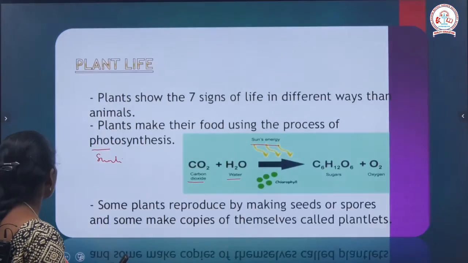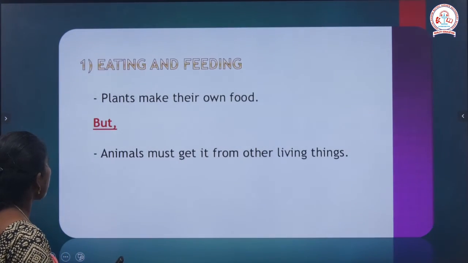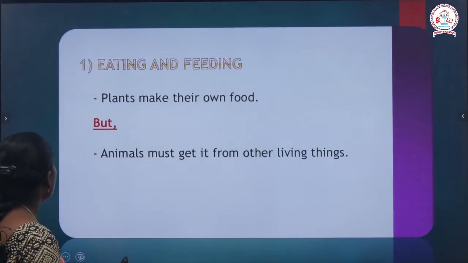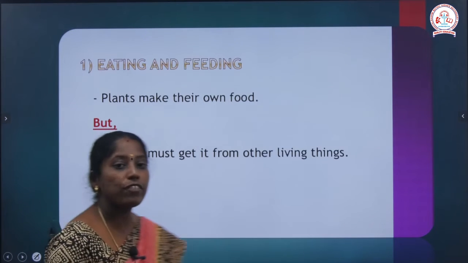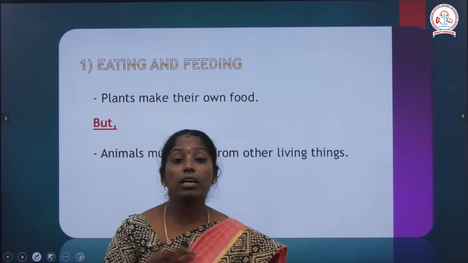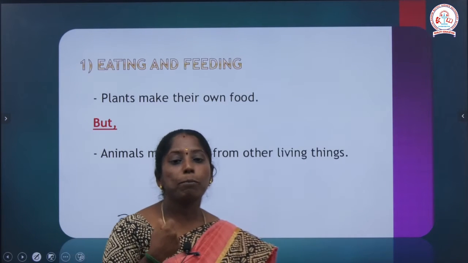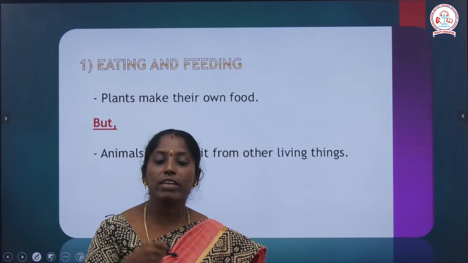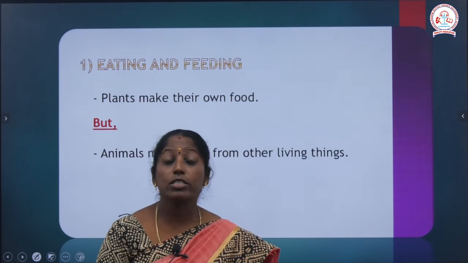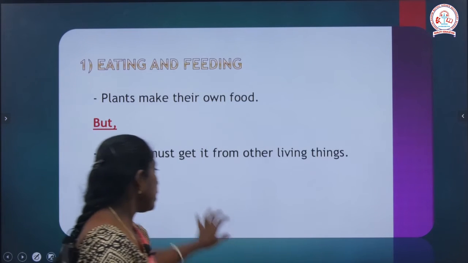Then next one, what is that? Animal life, plant life. What is the first process I told? Plants eating and feeding. We know that plants make their own food, but animals get the food from plants. We human beings also get food from plants. We also need food to grow. The next one, what is that?